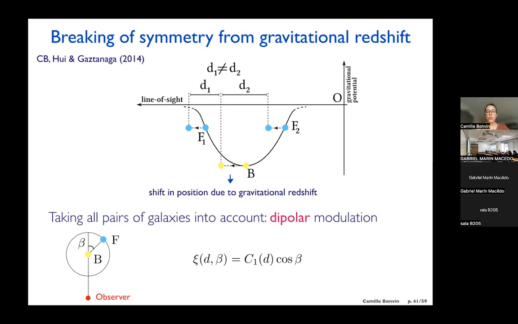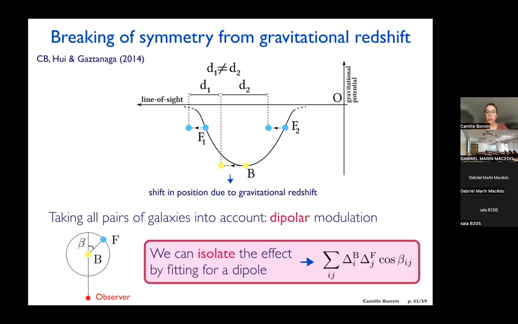So we showed that if we average over all possible pairs of bright and faint galaxies without making any assumption about where they sit, what we find is really a dipolar modulation in the amplitude of the faint galaxy around the bright one. So we find this correlation function which has a given amplitude and a modulation that goes like cos beta. And so this is very interesting because it gives us now a way of targeting this relativistic effect.